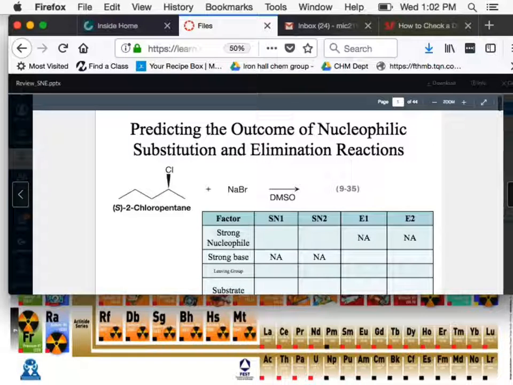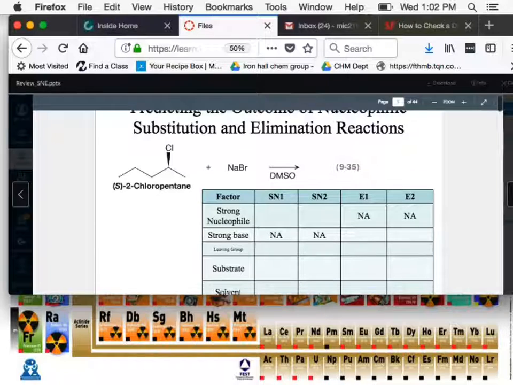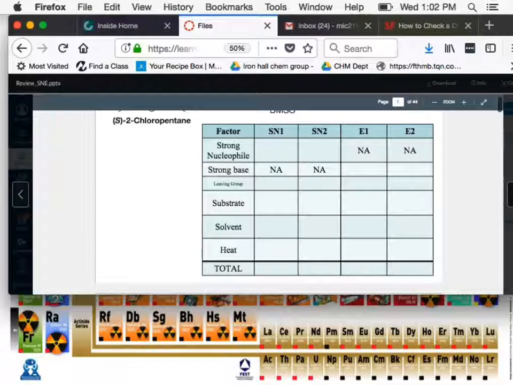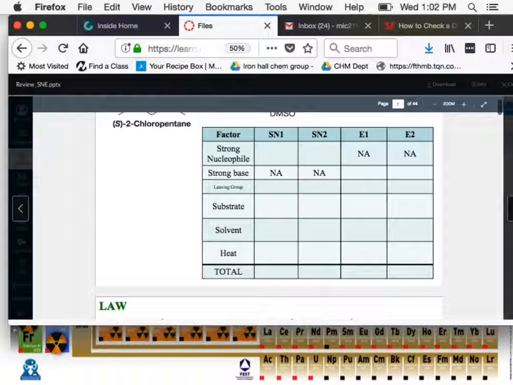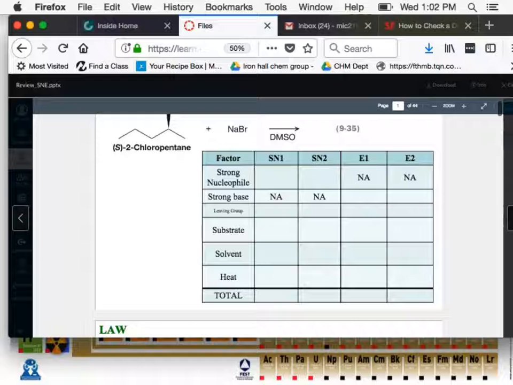But this shows, when you're looking at substitution elimination reactions, how you would decide which mechanism to go by and kind of the complications within it. So the big thing to remember out of this whole presentation was actually something that our textbook gave that I then modified, this table. You should be looking at the strength of the nucleophile, strength of the base, substrate, solvent, and then heat.